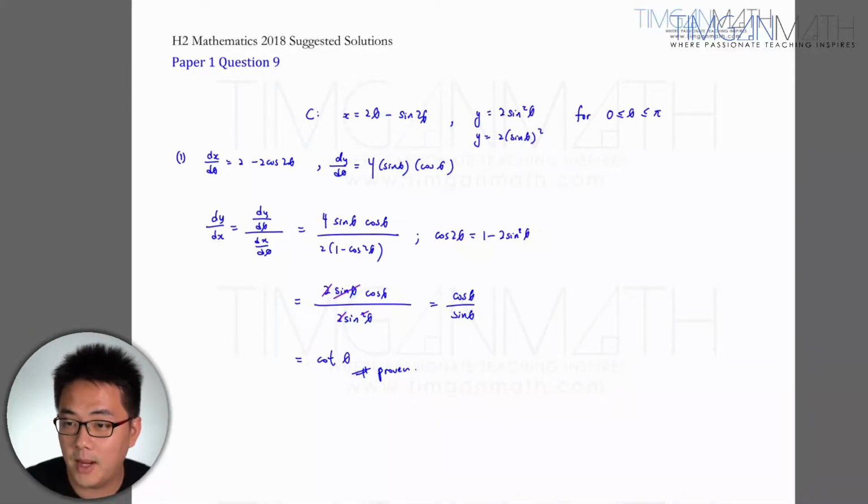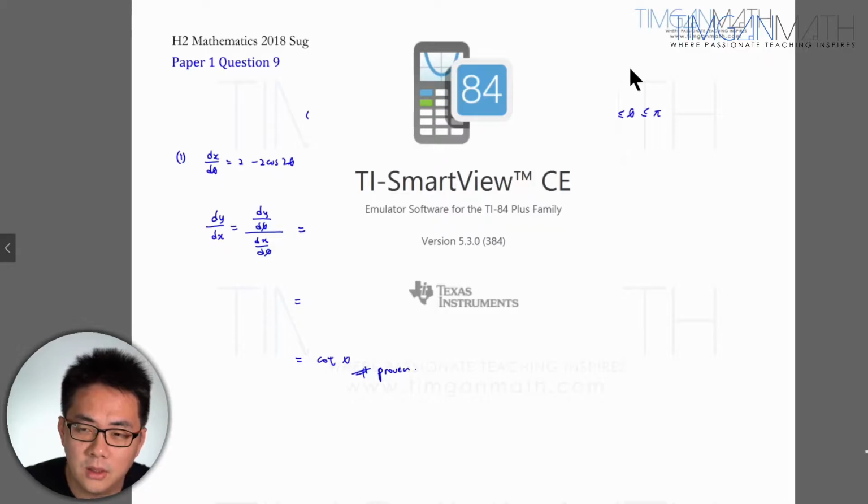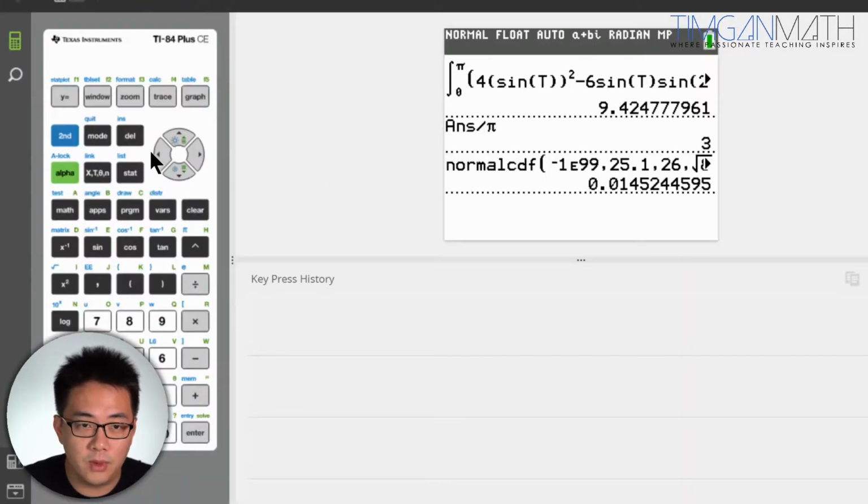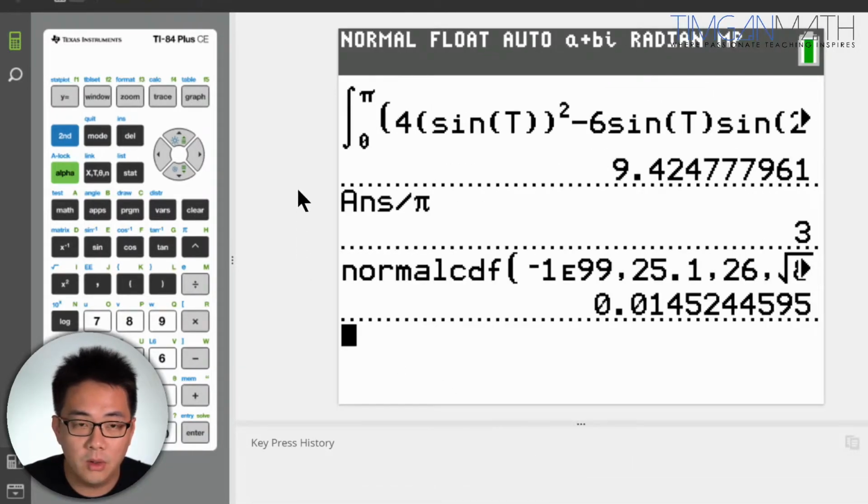So as for the second part, the normal to the curve at the point where theta is equal to alpha meets the x-axis at point A. Show that the x-coordinate of A is k alpha, where k is a constant to be found. Okay, great. I'm not sure how this is going to look, but usually what I'll tell my students to do is just sketch the parametric curve using the GC and roughly understand what's going on. You may not need it, but no harm sketching it out.